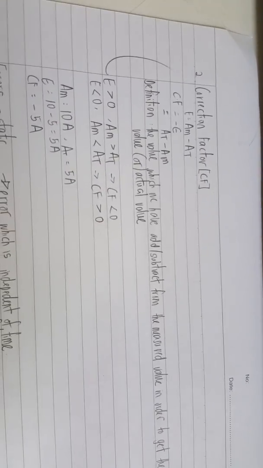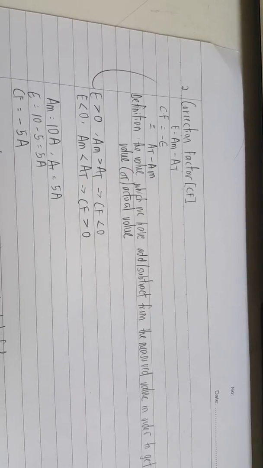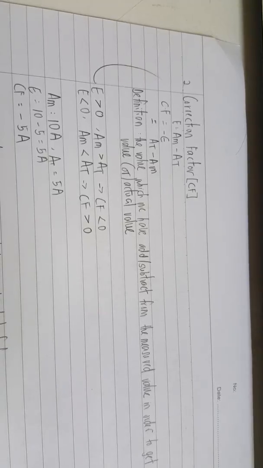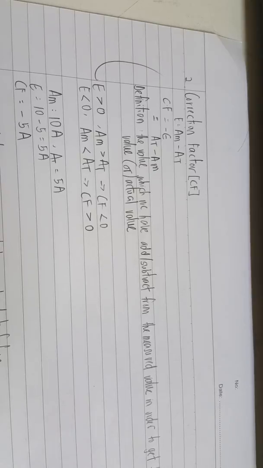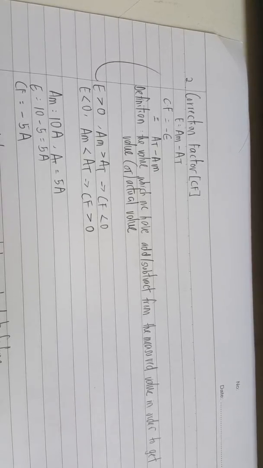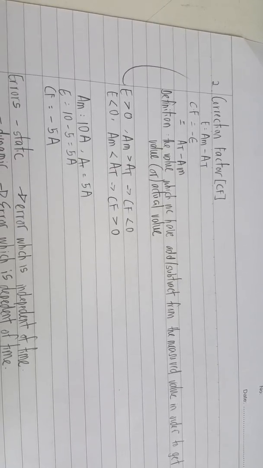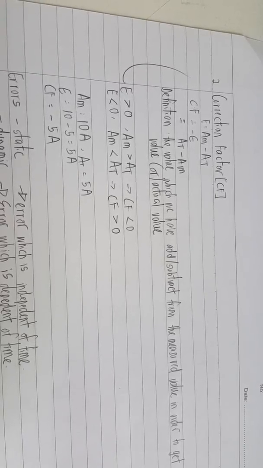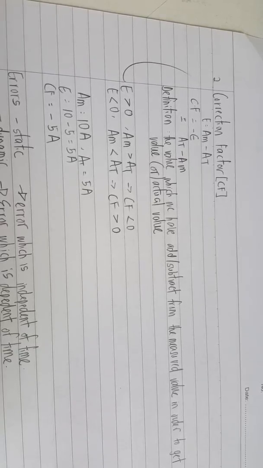So for example, when error is greater than 0, which means measured value is greater than true value, obviously because the correcting factor is the inverse of error, it will be less than 0. Same for error less than 0, the correcting factor will be greater than 0. And then for this, measured value is 10 ampere, true value is 5 ampere. So the error is 10 minus 5 equal to 5 ampere, and the correcting factor is the inverse of 5A, which is negative 5 ampere.